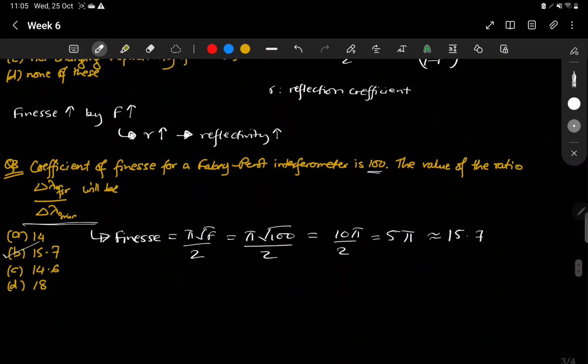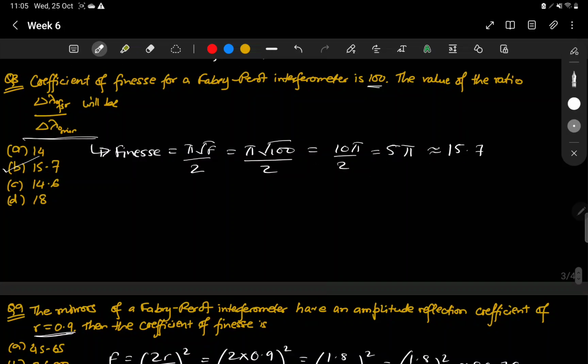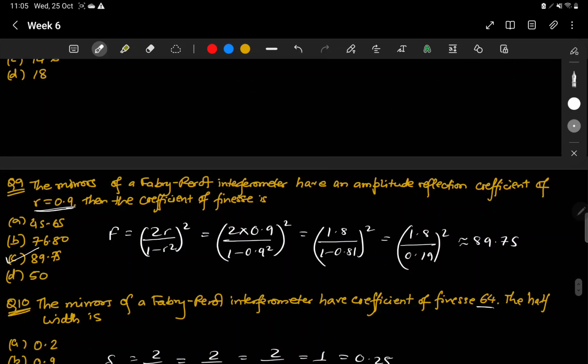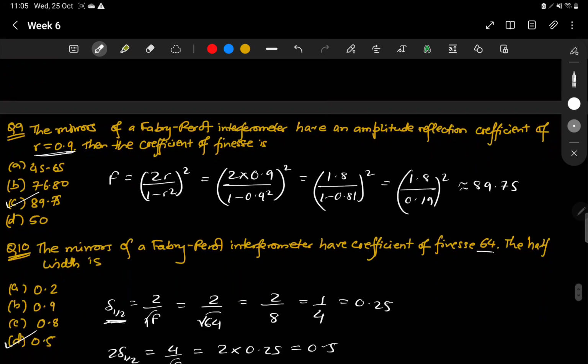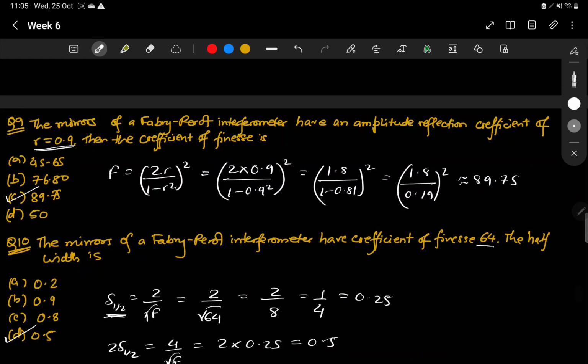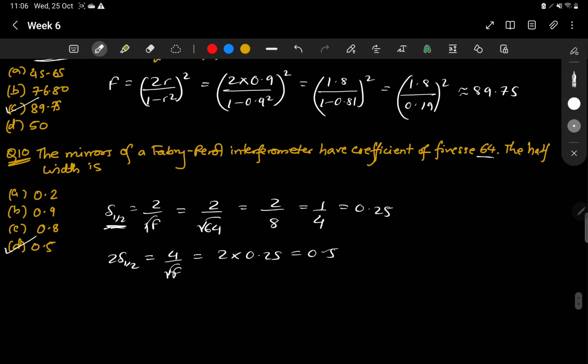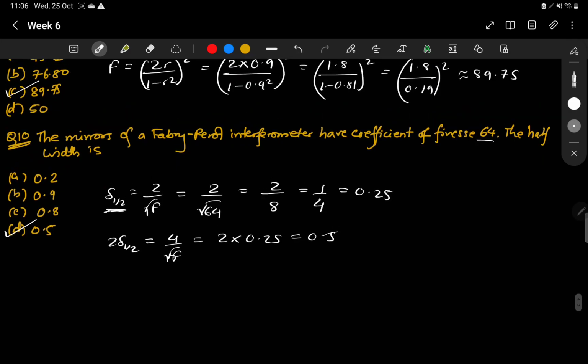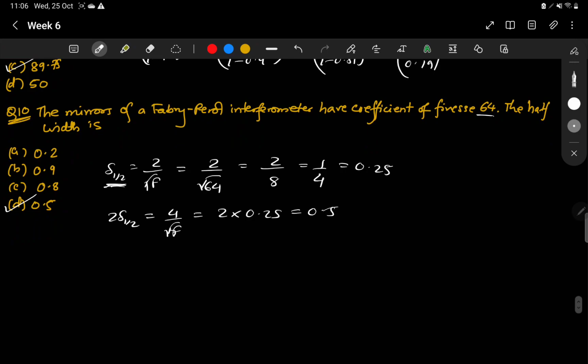Then another question on free spectral range. Here we are given the reflection coefficient, and then we are asked to find the coefficient of finesse, and this is the relation: 2r over 1 minus r squared, whole squared. And half width is inversely proportional to the square root of the coefficient of finesse.